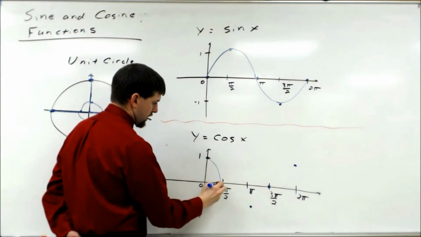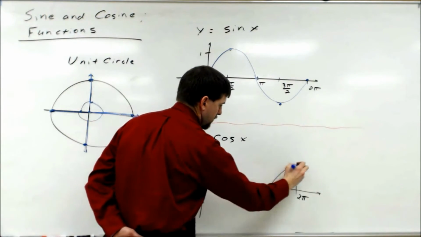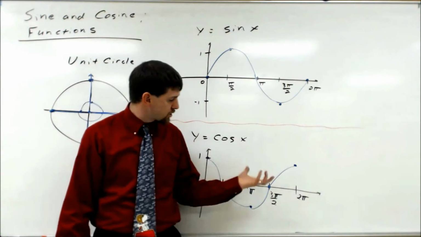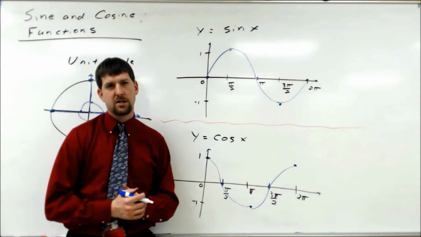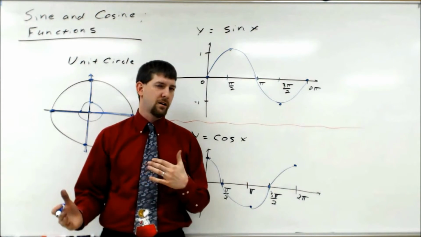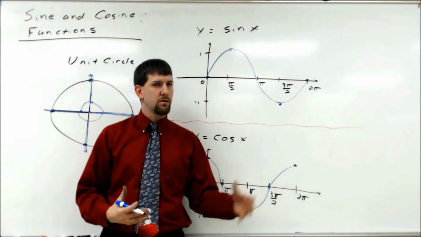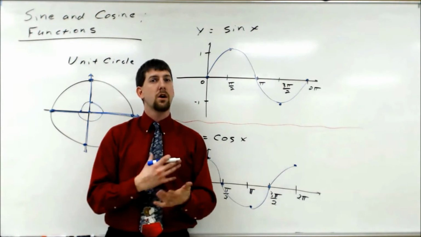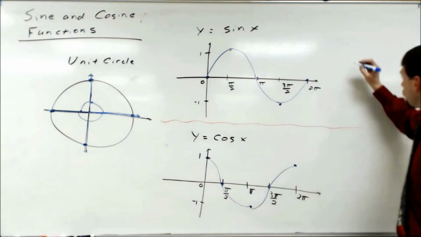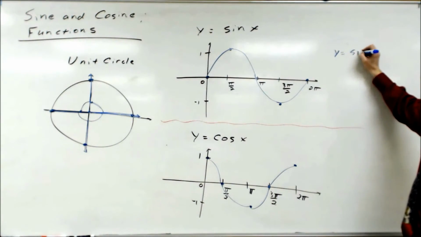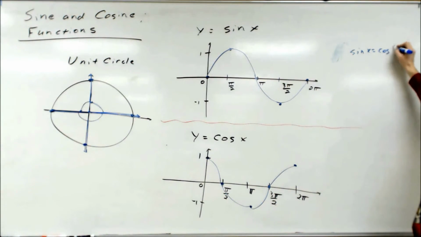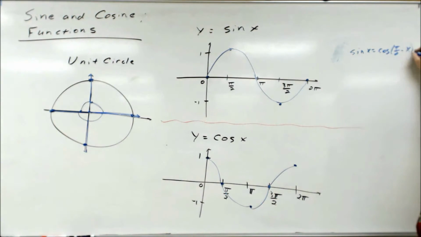So we get this shape right here for one cycle of a cosine function. And what you'll notice is that these two look very, very similar. Well, the reason they look so similar is because of the relationship between sine and cosine. Remember, in the last unit, we defined sine and cosine as cofunctions, using that cofunction identity, where we said that sine of x equals cosine of pi over 2 minus x.